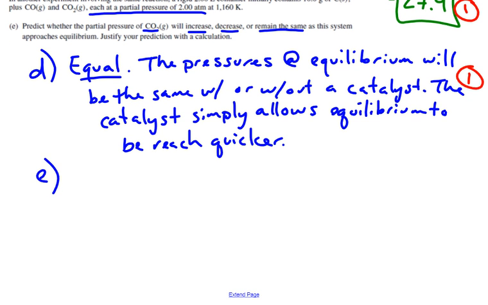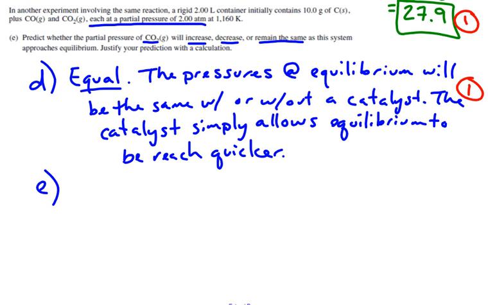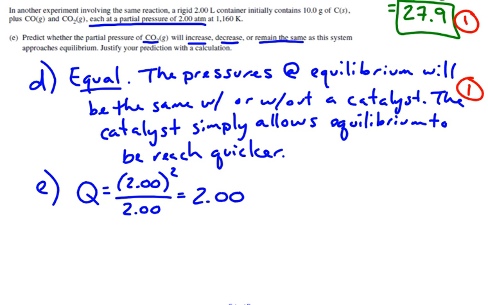Okay. The minute you're given new amounts, you got to ask yourself, is that in equilibrium? Well, if it's not at equilibrium, what you have to ask yourself is, what is the Q? Okay? So they said that they were both at 2 atm. So all I do is I plug in my pressures in the same way as Kp. When I do that, I get 2.00. What do you do with a Q? You compare it to a K.